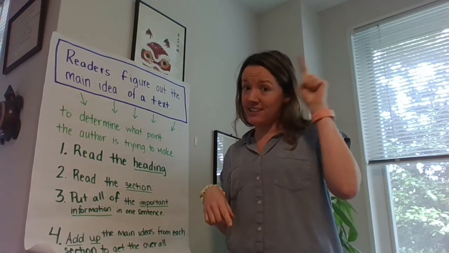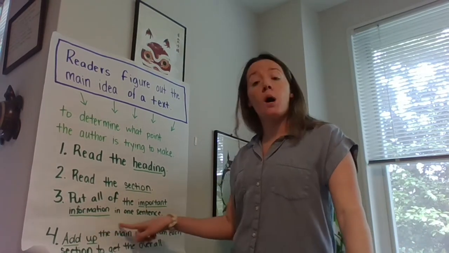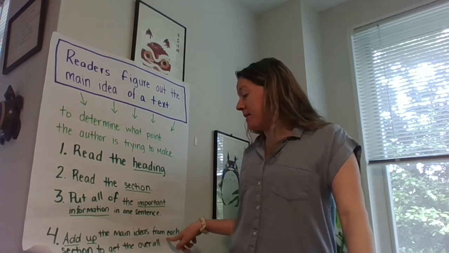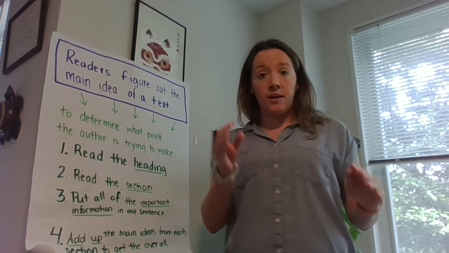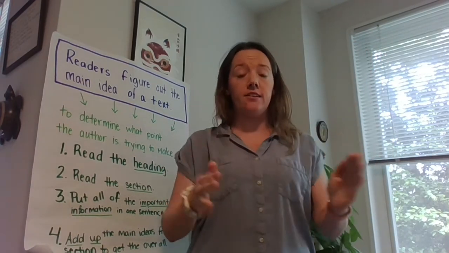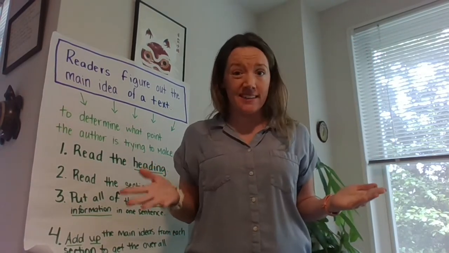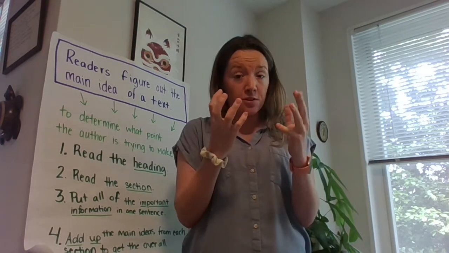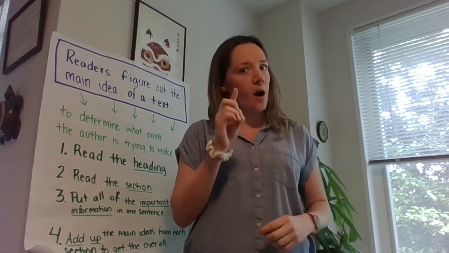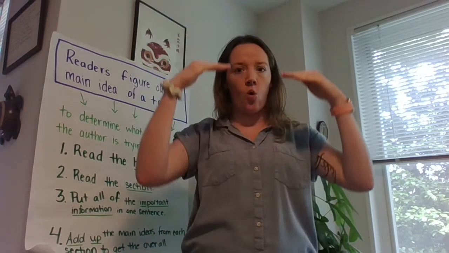Step number 4, which is the last step: add up all of the main ideas from each section to get the overall main idea. So what you're going to do is read each section, figure out the main idea of each section, and then at the end, readers, put all of those main ideas together to figure out the one main idea of that whole thing.